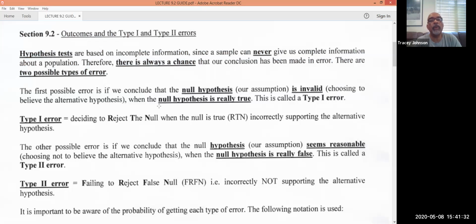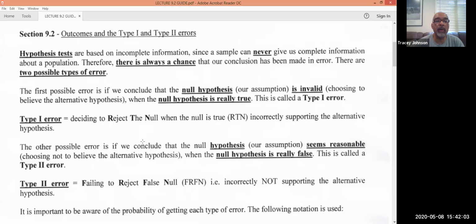The first possible error is if we conclude that the null hypothesis, our assumption, is invalid. In other words, choosing to believe that the alternative hypothesis is what we should be taking or accepting. So we conclude that the null hypothesis is invalid when the null hypothesis is really true. This is called a type 1 error. So a type 1 error is the same as deciding to reject the null when the null is true, incorrectly supporting the alternative hypothesis.